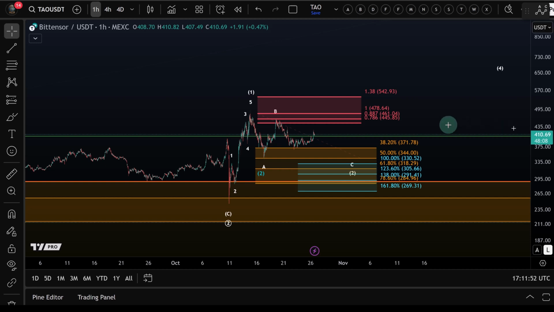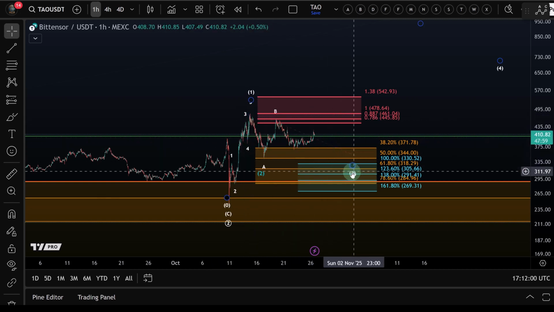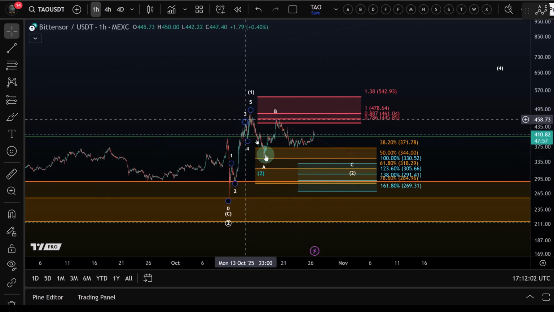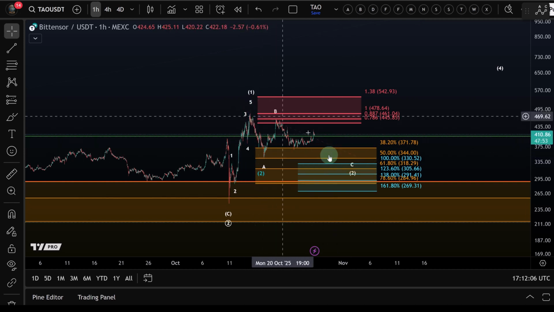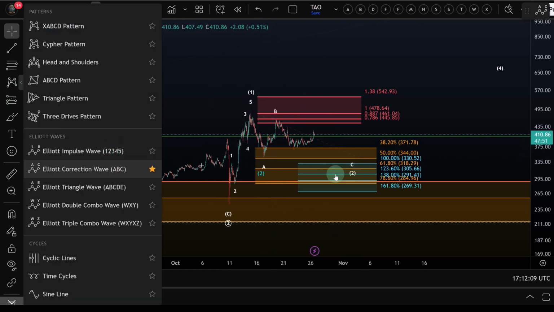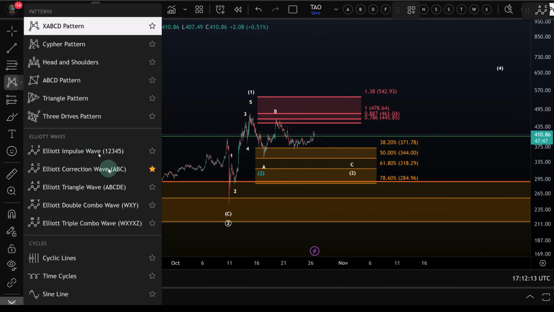What is the invalidation point for a WXY structure? If we want to answer that, I'm currently looking at tau here, and this is a corrective pullback. So it could be an ABC. It is also possible to consider that maybe it's a WXY structure. I'm just going to use it here to answer that question.